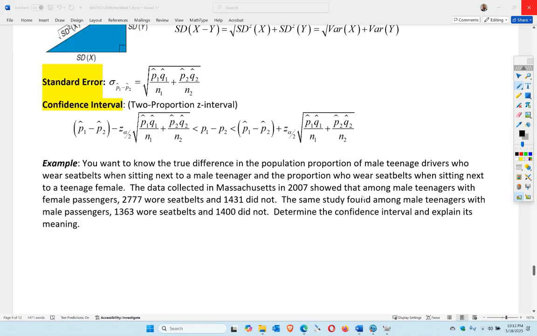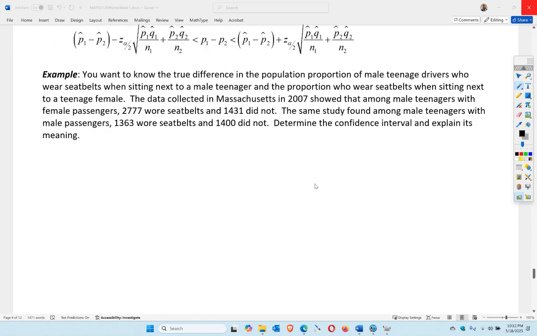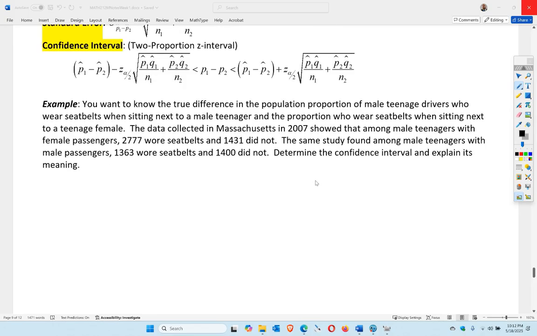So let's go down to here. All right, so male teenage drivers who wear seatbelts when sitting next to a male passenger, and the proportion who wear seatbelts sitting next to a female passenger. So basically, if you're a boy, are you making some kind of difference in your decision making sitting next to a boy or a girl essentially? Alright, so let's copy this down to here and change out our values.